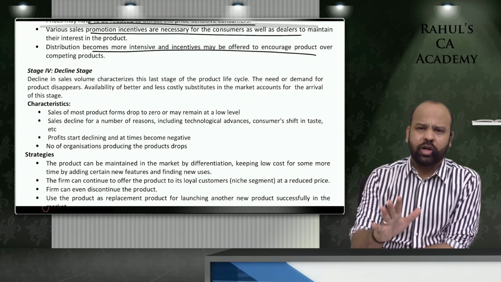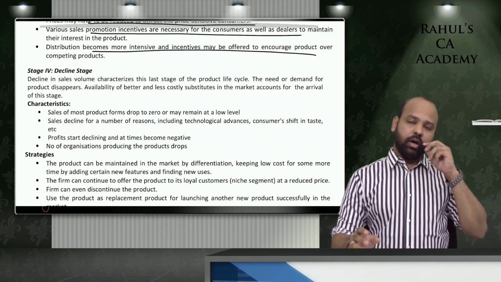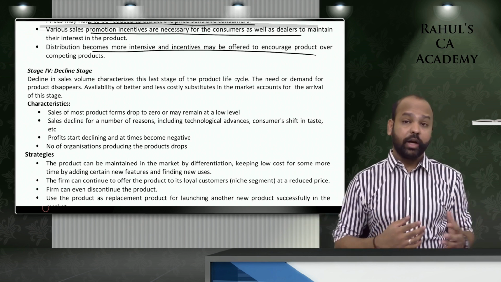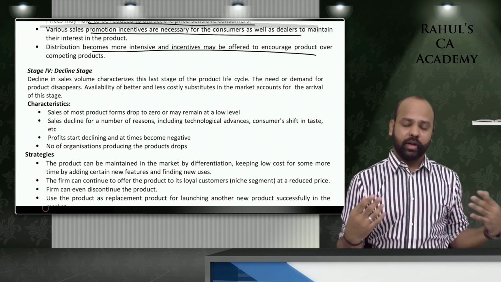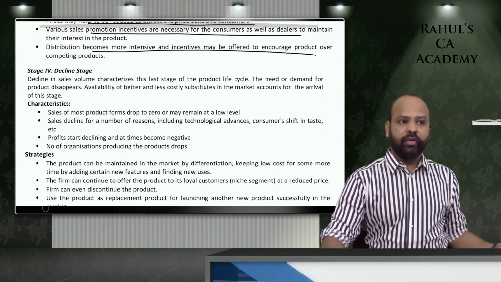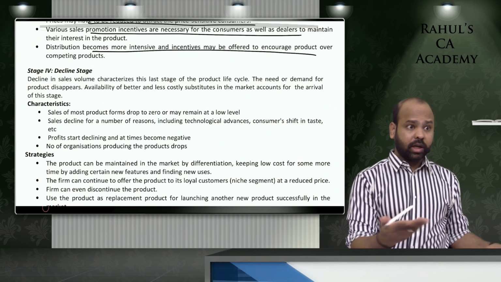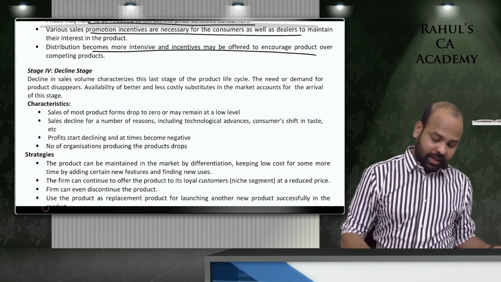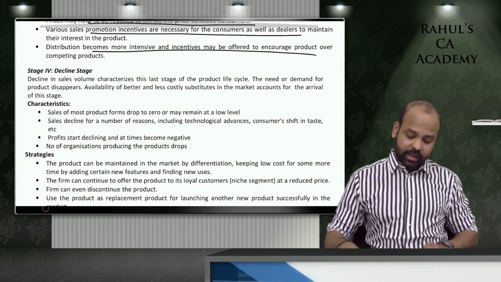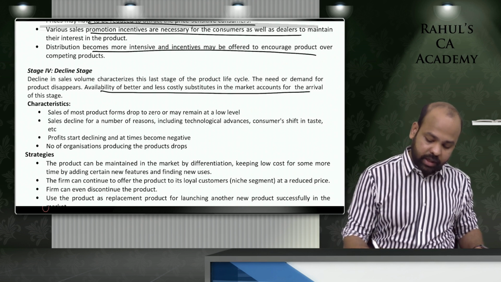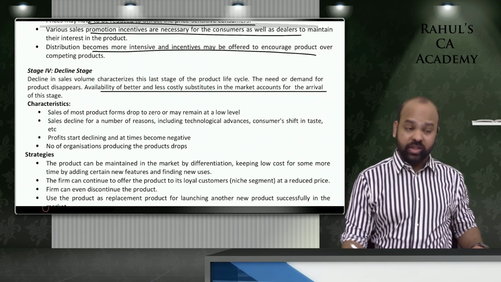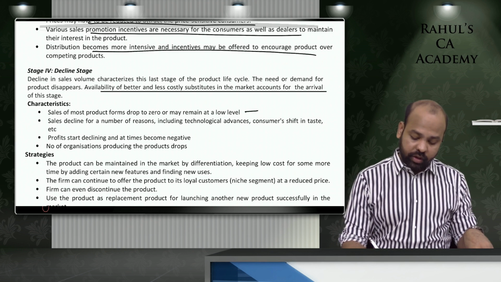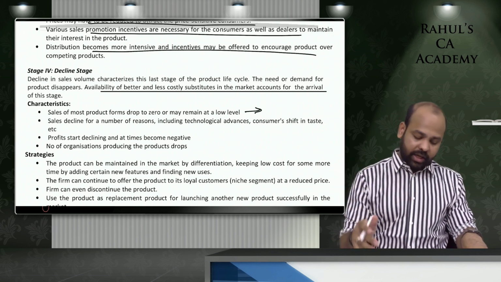I hope you've understood the introduction phase, growth phase, and maturity phase. Remember, beta, we're trying to quickly revise the entire topic, guys, in as little time as possible. Decline phase, guys, anyway beta, here if you see the characteristics as such, availability of better and less costly substitutes in the market, the sales of the products might drop down to zero level or will continuously keep decreasing.